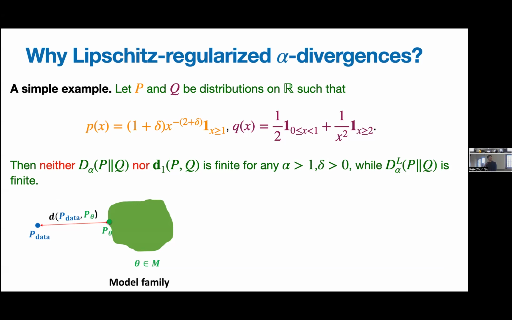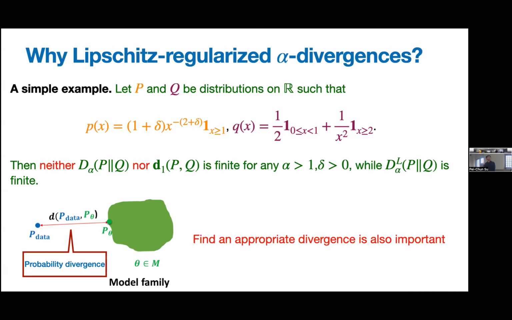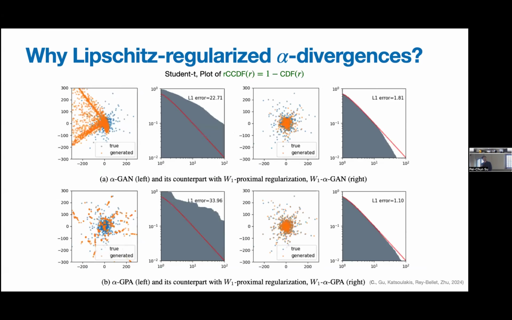Although on the one hand, this parameterization of the model to generate the distribution is very important, on the other hand, the divergence used to measure these two probability measures should be important as well, right? So in this sense, it's also very important to find an appropriate divergence that is suitable for a very broad class of distributions. Okay, so here are some intuitive simulations from us.